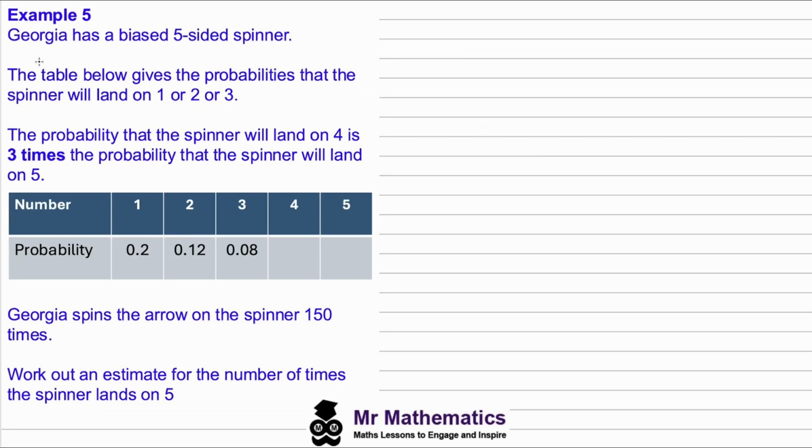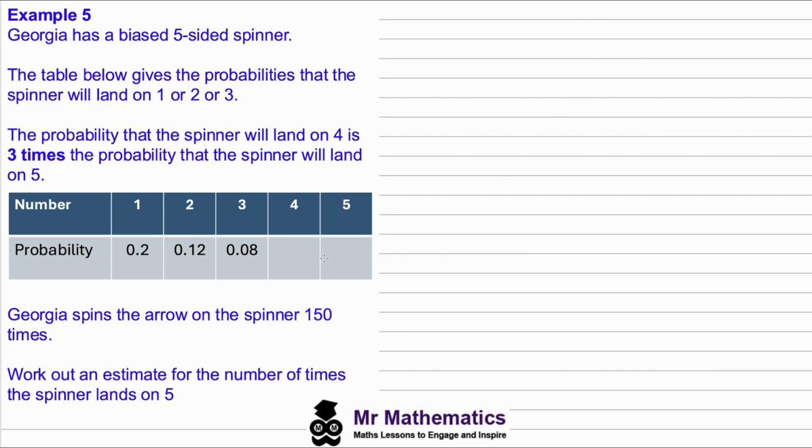So in this question, we're told that Georgia has a biased 5-sided spinner, and the table below gives the probabilities that it will land on a 1, 2, or 3. The probability that the spinner will land on a 4 is 3 times the probability that the spinner will land on a 5. Georgia spins the arrow on the spinner 150 times. We've been asked to work out an estimate for the number of times the spinner lands on a 5. So do you want to try this question yourself?